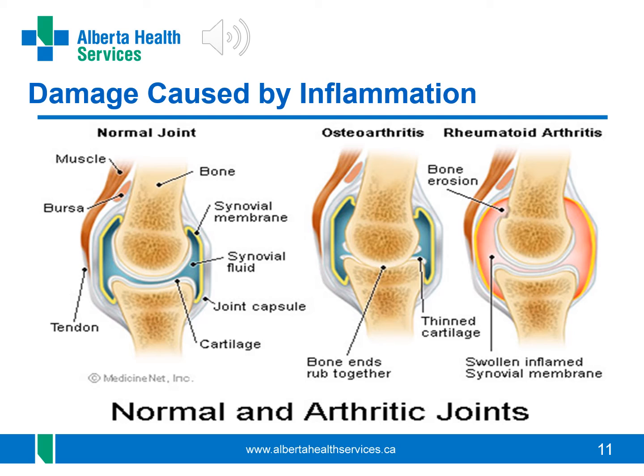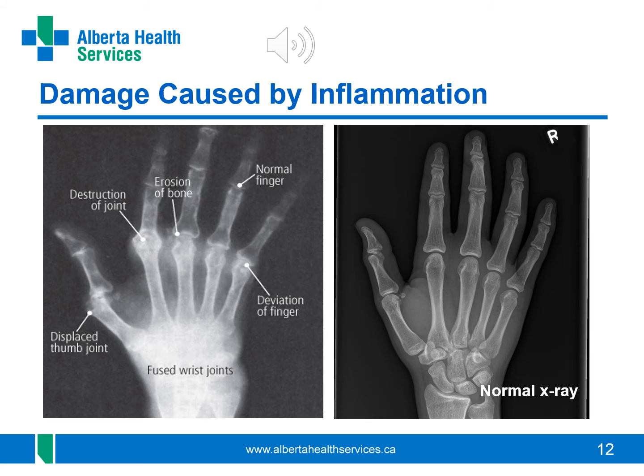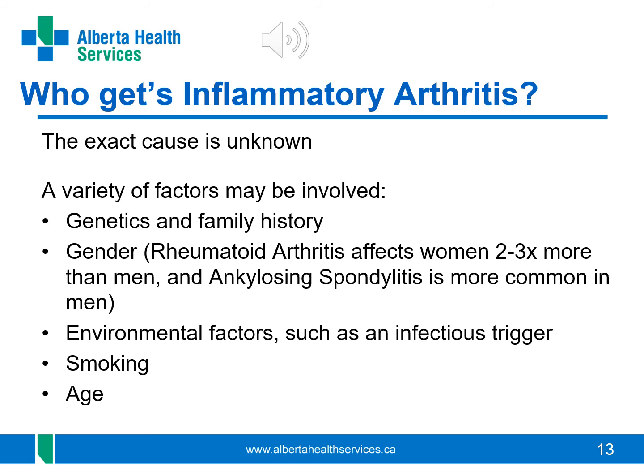This leads to more profound swelling and damage to multiple parts of the joint, including the joint capsule, tendons, ligaments, and the bones themselves. We can also see changes on X-ray due to rheumatoid arthritis. Here's an X-ray of a patient's right hand on the left with rheumatoid arthritis and a normal hand on the right. In the X-ray of rheumatoid arthritis, you can see that the fingers are deviated to the right. Some of the bones and joints are also destroyed or displaced. The wrist is also completely fused. These changes are irreversible. The exact cause of inflammatory arthritis is unknown.